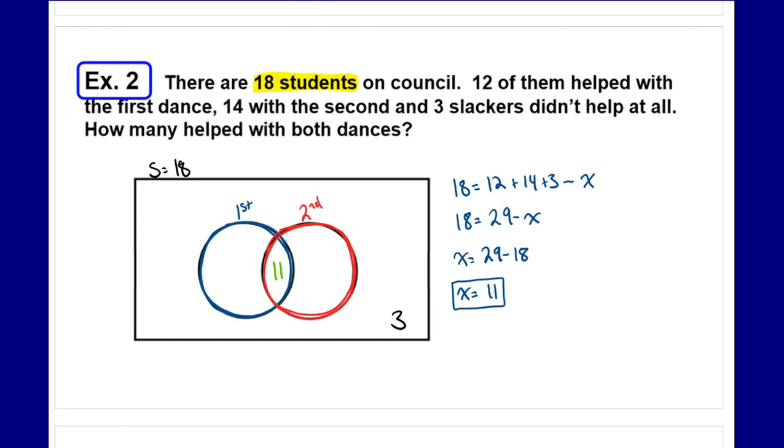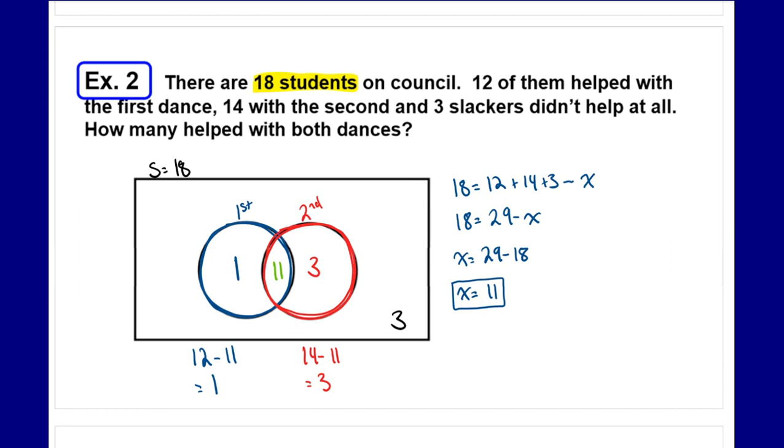11 have helped out with both, but let's fill out the rest of the diagram. So in this case, we know that there are 12 in total for the first dance, minus the 11 that are in the overlap. So that equals 1. So there's 1 student that just helped in the first dance. For the second dance, 14 minus 11, the overlap, is 3. So only 3 students just did the second dance.